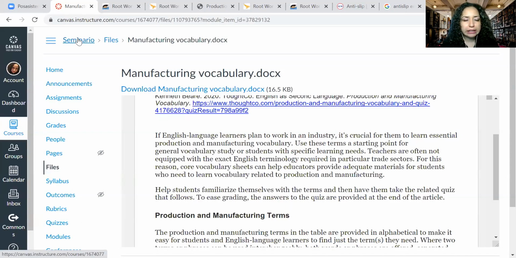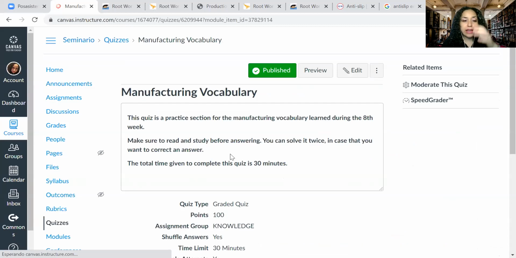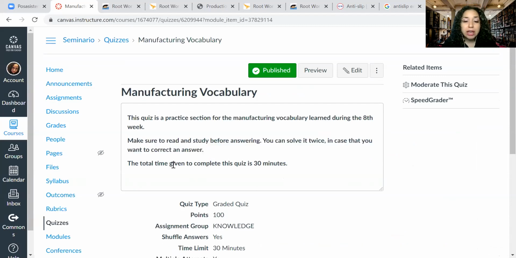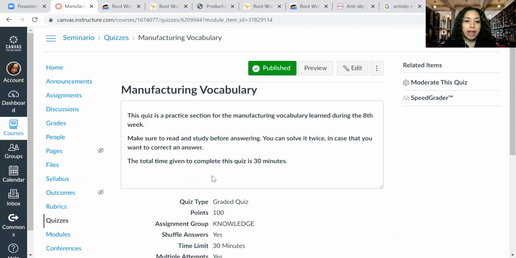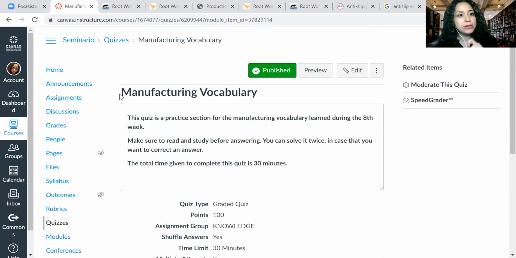So you go back to it. I'm going to show you again the quiz. I'm not going to show you the questions because you have to go and take your time to complete that one. It's at the end over here. It's called manufacturing vocabulary. Like I told you, make sure to read and study before answering. Study the vocabulary, please. The total given time to complete the quiz is 30 minutes, and you can attempt to complete the quiz twice. Pretty good, huh? So everyone should be able to get 100, but it depends on you.